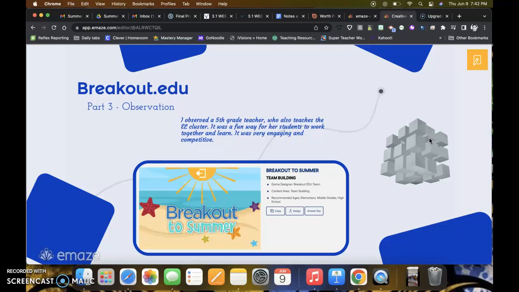She mentioned to me that she does Breakout EDU weekly, and her students look forward to it. I also asked her what she used it mainly for, and she says for community building. So the day I observed her, she did a Breakout EDU called Breakout the Summer. And she provided me a screenshot right there.